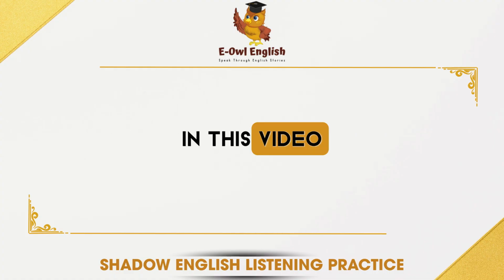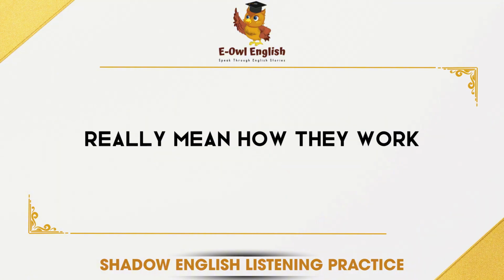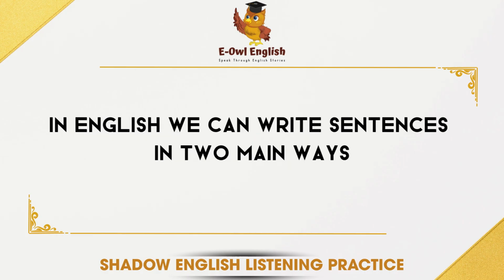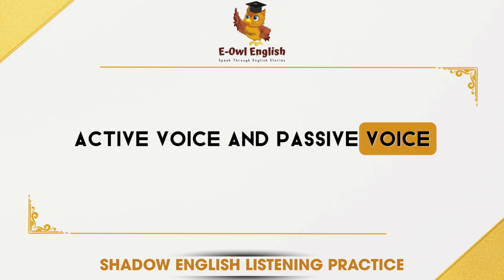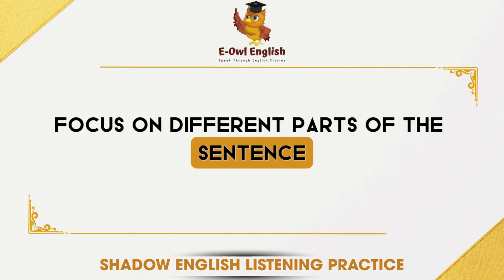In this video, we'll dive deep into what active and passive voice really mean, how they work, and when to use each one for maximum effect. In English, we can write sentences in two main ways: active voice and passive voice. These two forms are used to focus on different parts of the sentence.